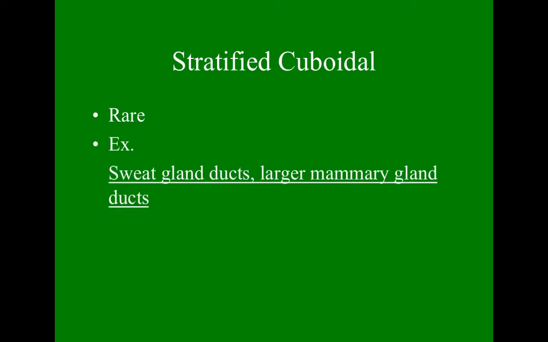So we also have stratified cuboidal, and these are very rare within our bodies. We find these, for instance, in sweat gland ducts and in lining some of the larger ducts of the mammary glands. So again, we would have nice, neat rows stacked on top of each other of nice square cells.